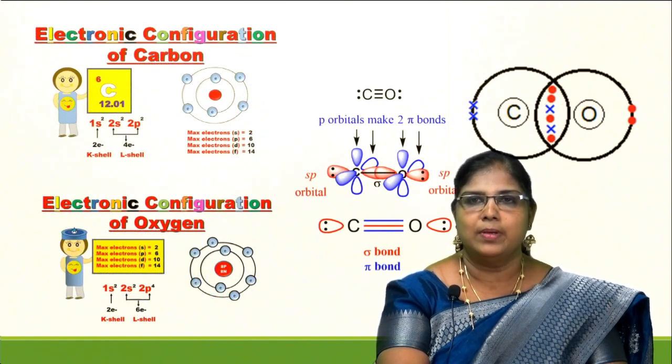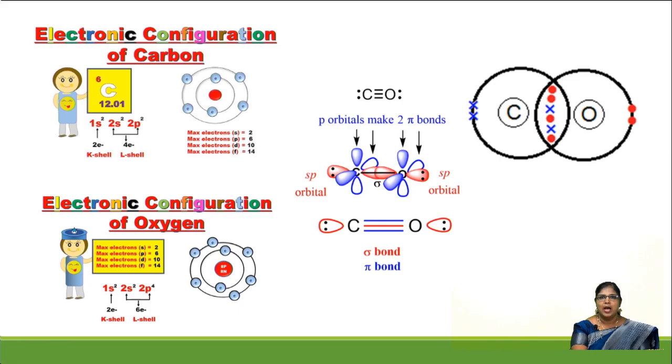The atomic number of carbon is 6. Therefore, the electronic configuration is 1s2, 2s2 and 2p2. We know that an s orbital can hold 2 electrons and a p orbital can hold a maximum of 6 electrons. But here carbon has only 2 electrons in the outermost p orbital, and therefore it is in need of 4 more electrons to complete its shell.